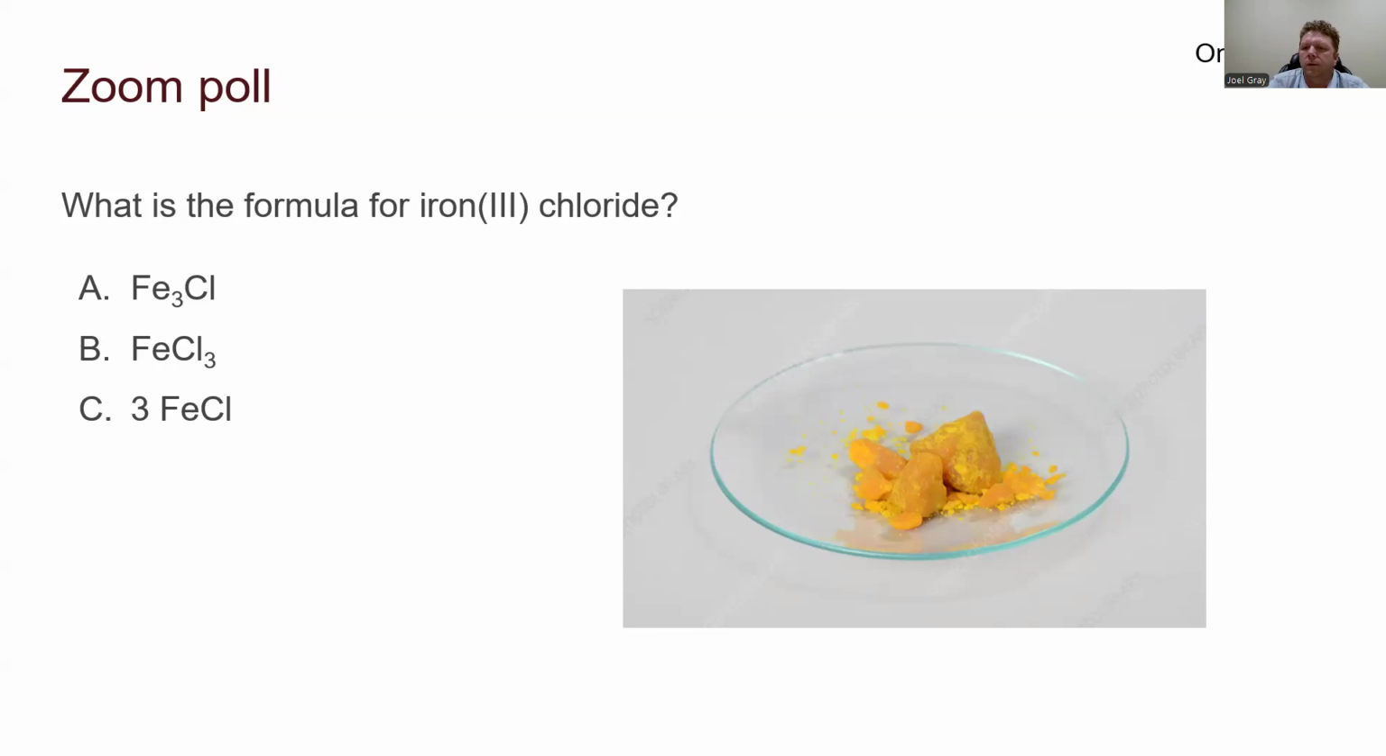All right, that's going to wrap it up for this one. Sharing the results. The correct answer is FeCl3, because what this 3 shows us is that this iron is Fe3+. So it's just to bring some things back. This is a cation. It's a positively charged ion. It has a 3+ charge.